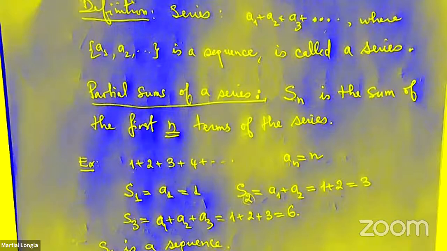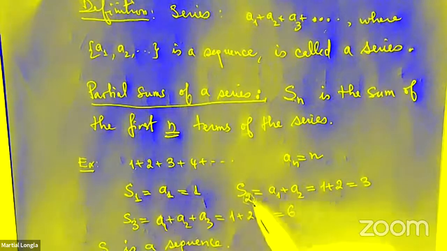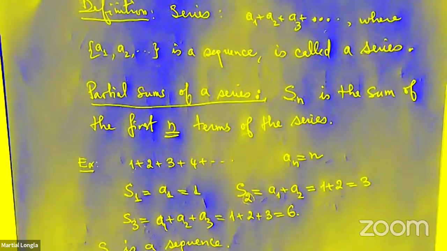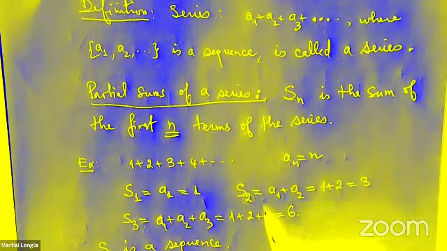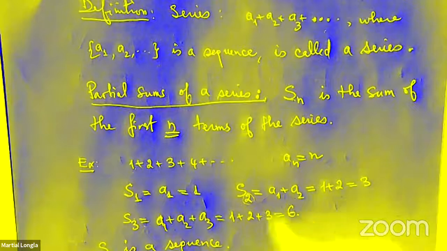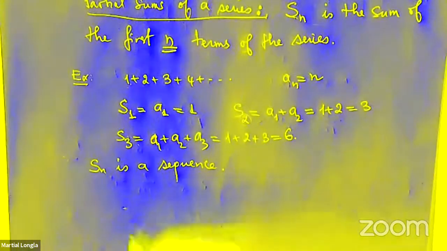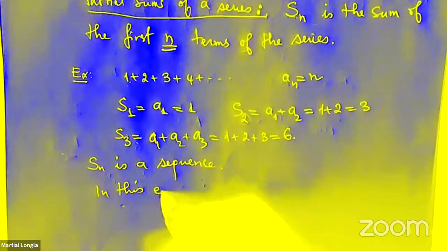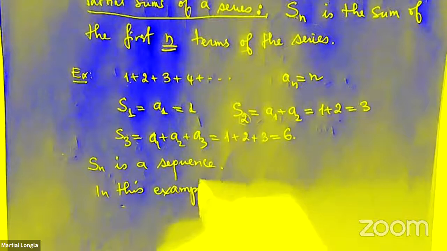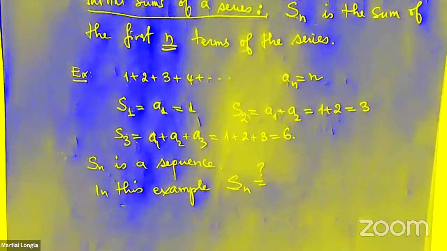And now the question is, okay, now that I start adding these things, and I can take the first, add the first two, add the first three, do I have a formula for Sn in general? Can I find, in this example, Sn? Sn equals what? What's the formula for this?